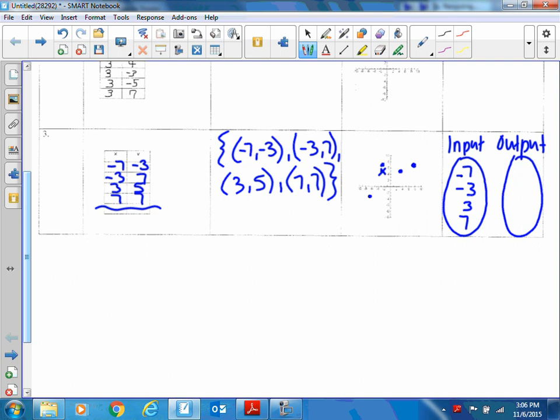But you only need to list, I usually put them in ascending order, right? I start with the lowest. -3, 5, and 7. Since there's two 7s in the y, you only need to put 7 in the output once. So then let's look.